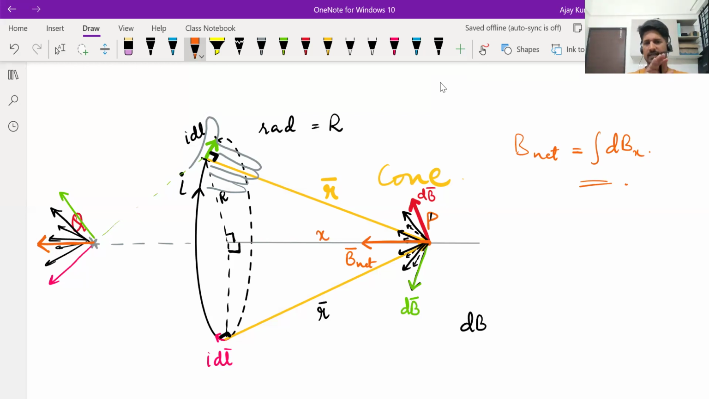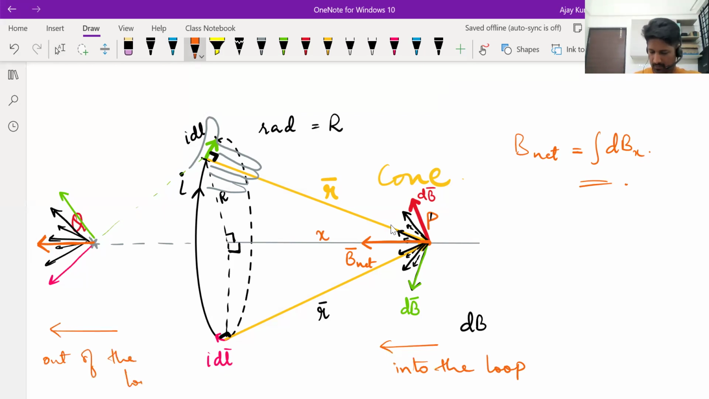So everywhere along the axis, the field will have the same direction. Right? And we are talking about a magnetic field produced by a circular loop of current. On one side, like on the right side, the field is directed into the loop. On the other side, it is directed out of the loop. This is what we call a magnetic dipole.